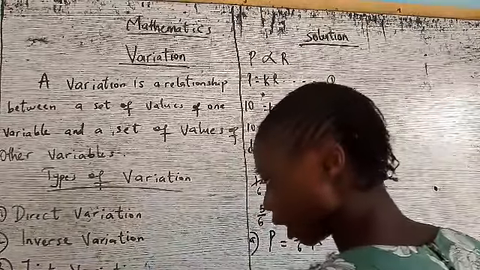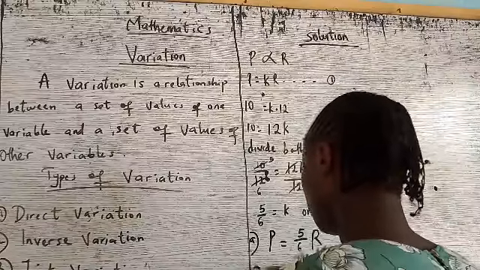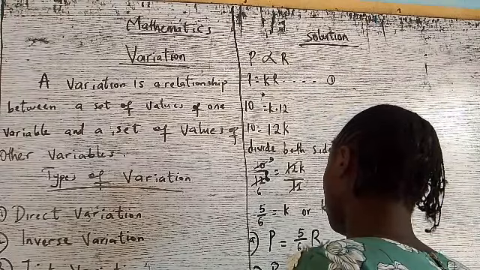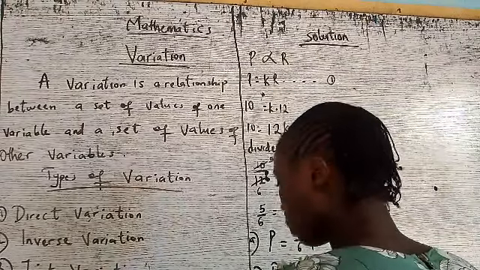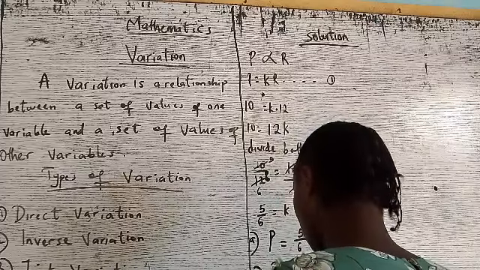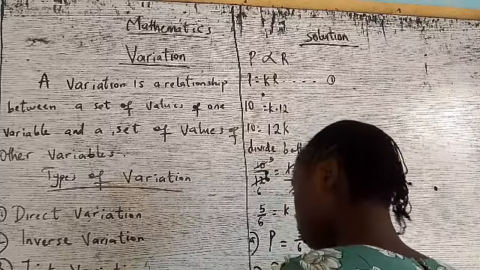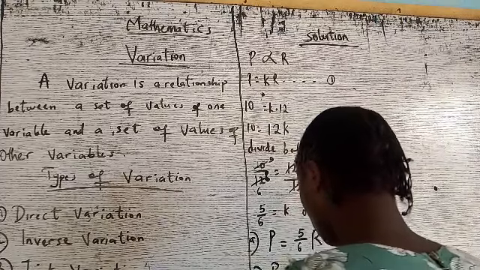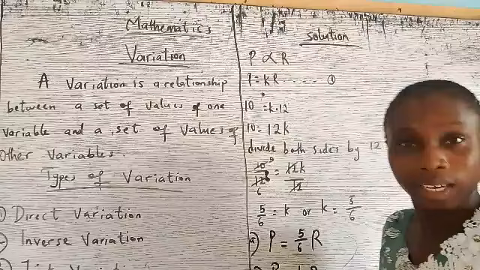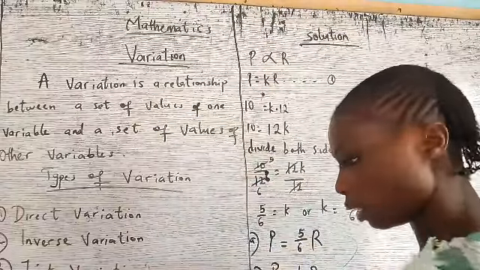We are asked to find r when p is 10. So back to the equation. Don't forget, we always write out the equation. P equals k r. So our p is 10, then our k is 5 over 6, then our r is unknown. So here we can just say 6 over 1. Anything divided by 1 is still the same, okay? 6 over 1 is 6.